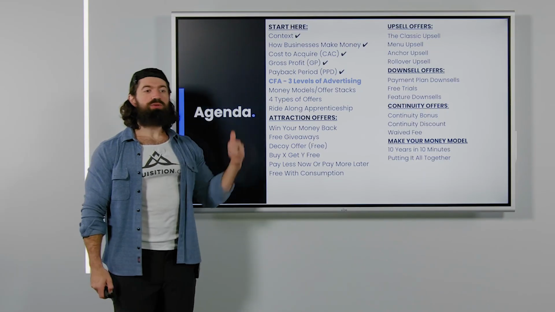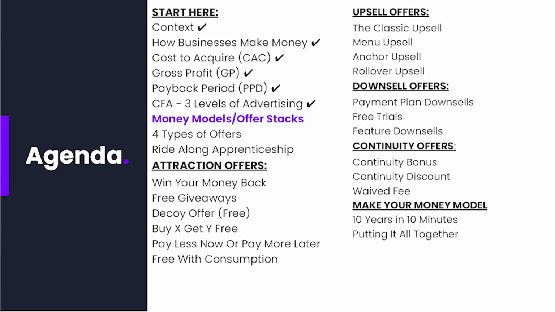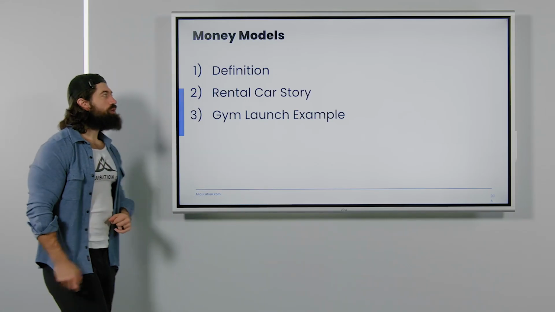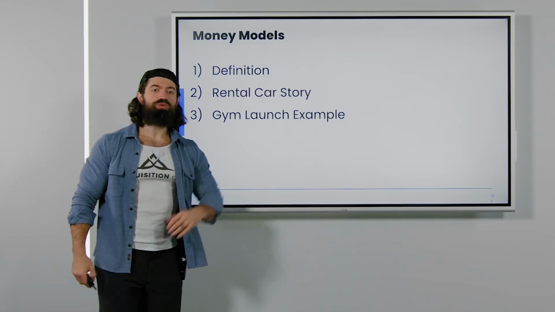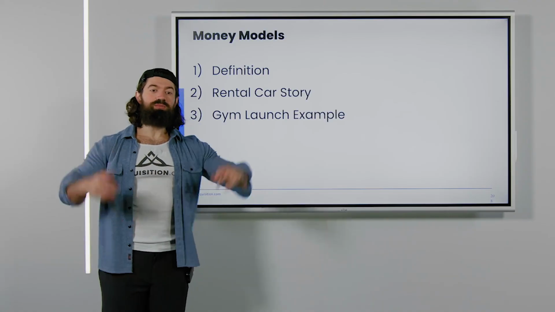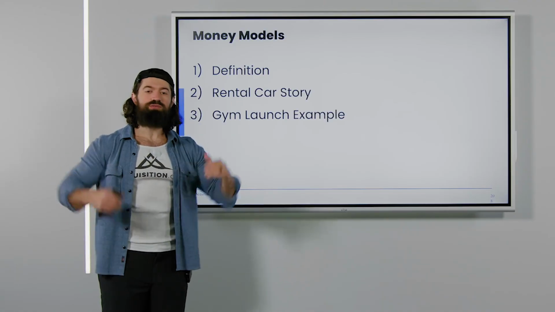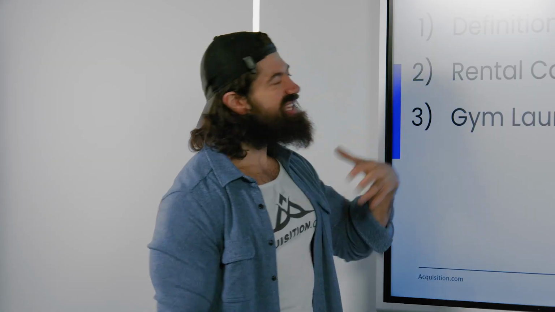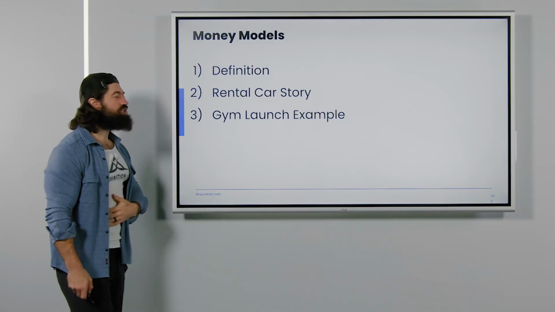So we just covered the 3 levels. Let's rock into money models and offer stacks. All right. So you will notice throughout this whole training that some of the things are a little bit different from the book, and that's done on purpose because I like to think through things differently in different mediums. All right, because I can say things here that I couldn't normally say in the book. So we'll go definition, rental car story, and the gym launch example.